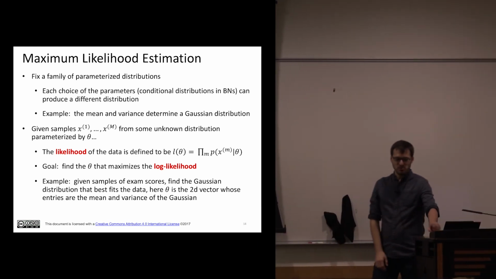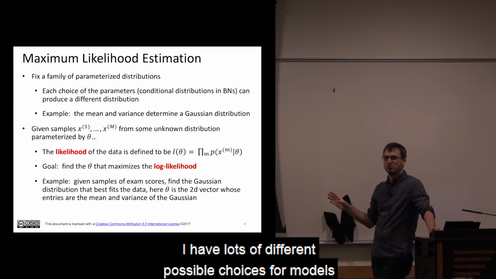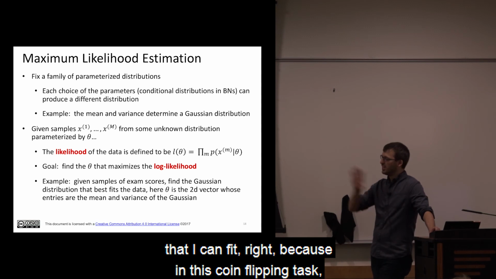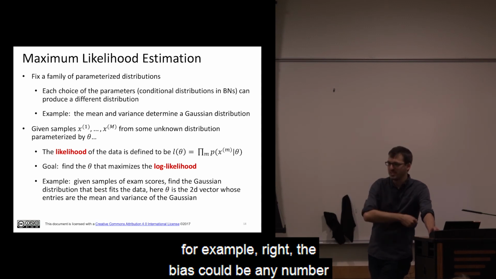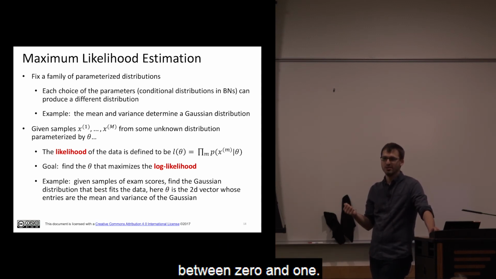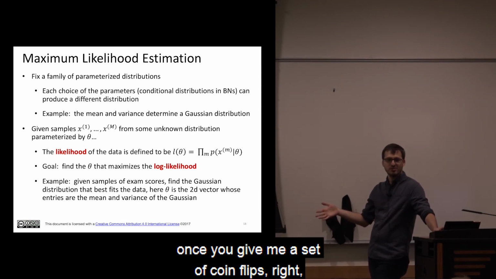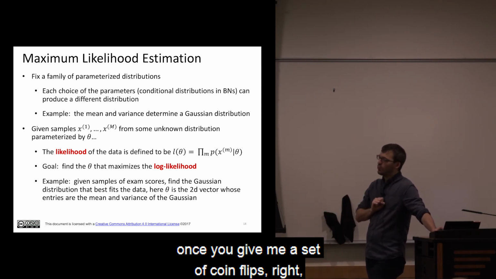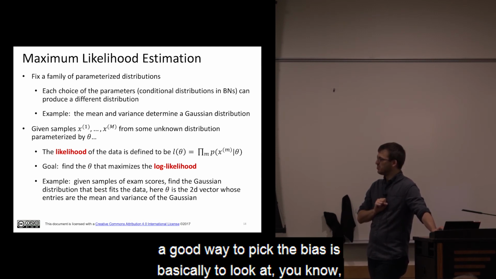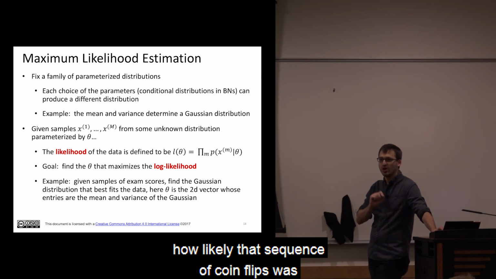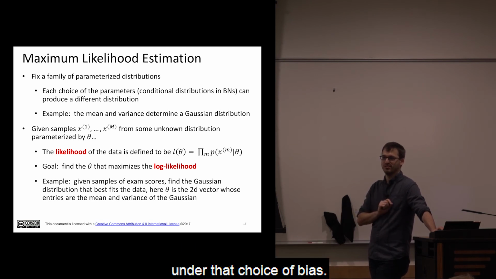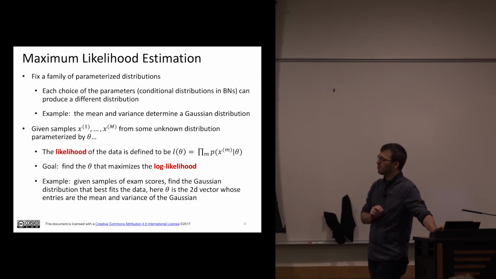So this makes sense. I have lots of different possible choices for models that I can fit, because in this coin flipping task, for example, the bias could be any number between 0 and 1. The maximum likelihood principle says that once you give me a set of coin flips, a good way to pick the bias is basically to look at how likely that sequence of coin flips was under that choice of bias.